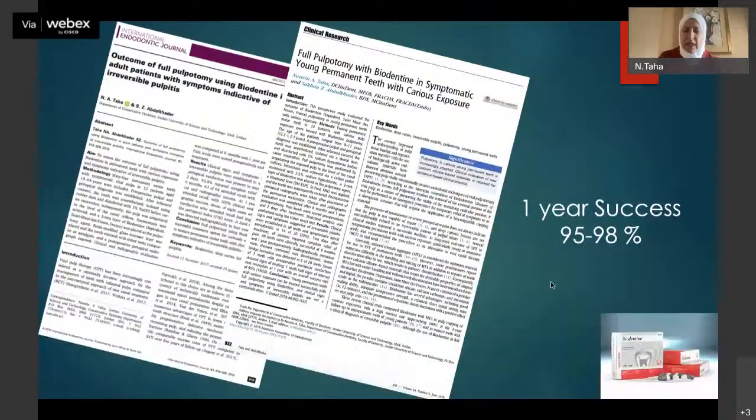We had 2 publications on full pulpotomy with Biodentine in symptomatic young permanent teeth, immature teeth, and 1 publication in adult teeth with irreversible pulpitis. In both, with irreversible pulpitis, we used Biodentine, and the success rate was 95 to 98%. We are currently working on the 5-year follow-up of these cases, and God willing, it will be published next year.